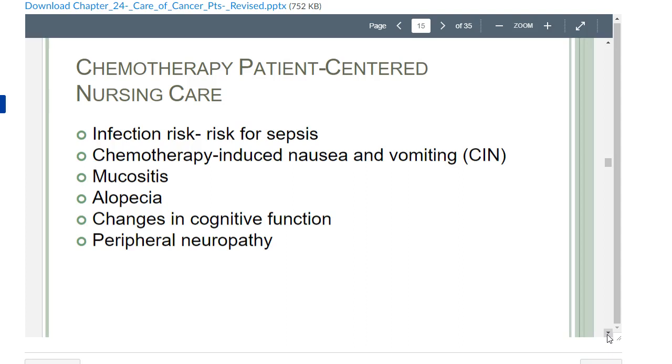Of course, induced nausea and vomiting, where we might try to provide antiemetics for these patients, the mucositis, the alopecia, obviously changes in body image, which can affect these patients psychologically, changes in cognitive function, and peripheral neuropathy, very similar to the type of neuropathies our diabetics get. So, of course, at that point, we have to worry about patient safety, okay?